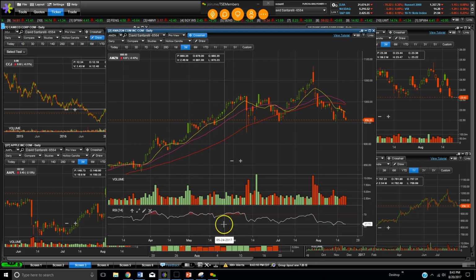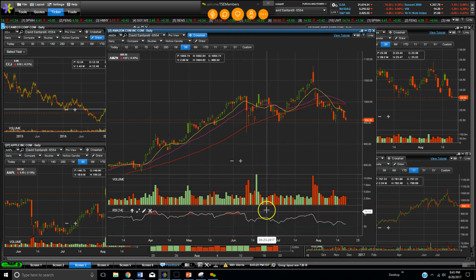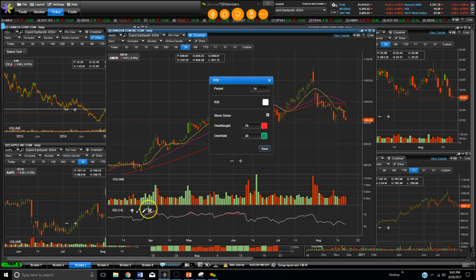Earlier today, while we were chit-chatting before everyone came at 88, I changed this. Usually the settings are 80 and 20. I changed mine to 70 and 30. RSI is your relative strength index. All you have to do to change these indicators is change them here.